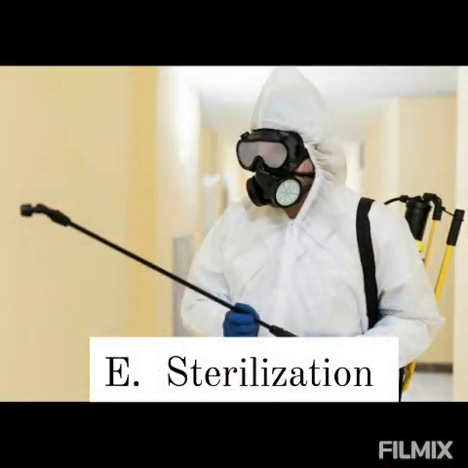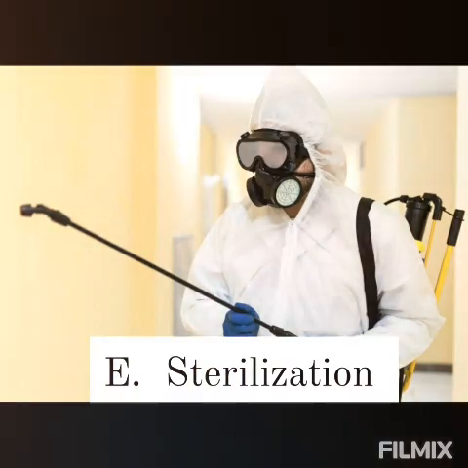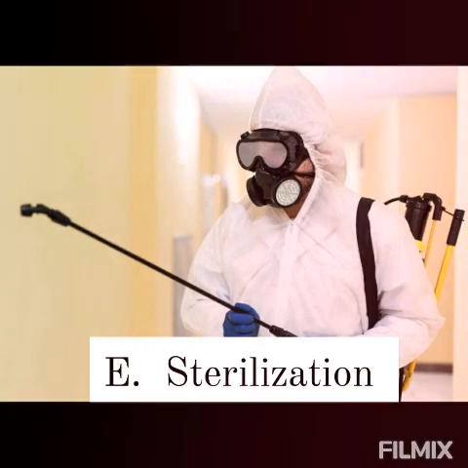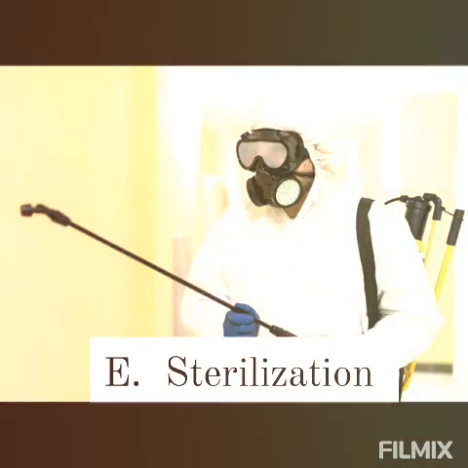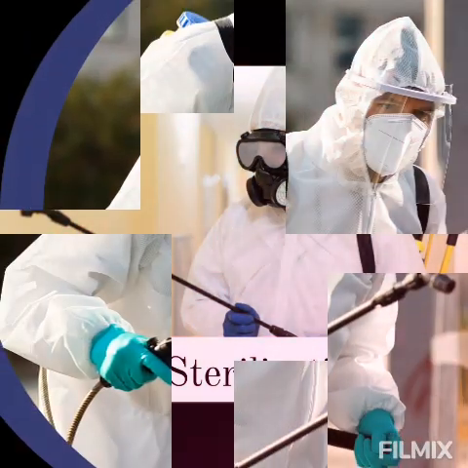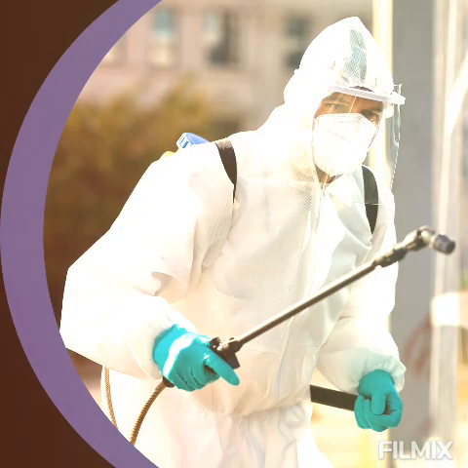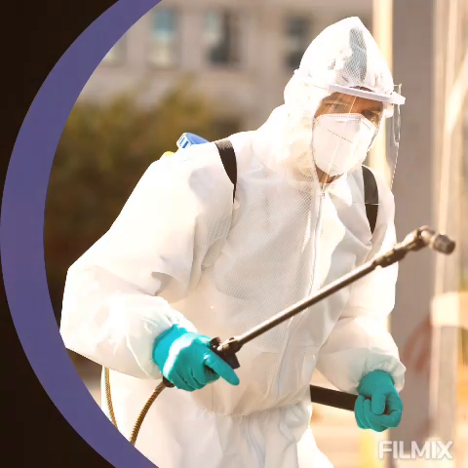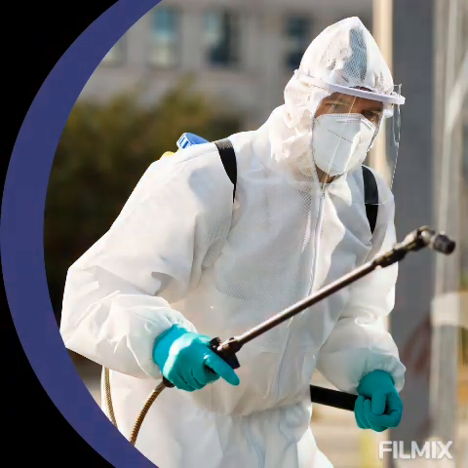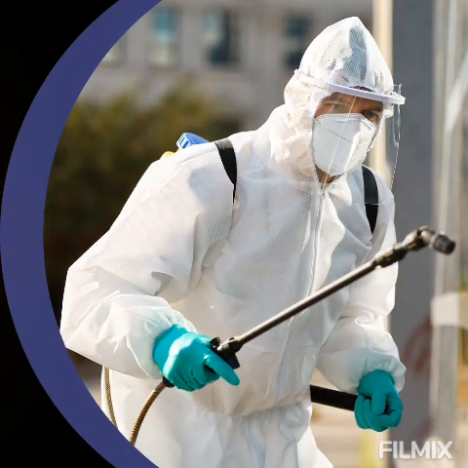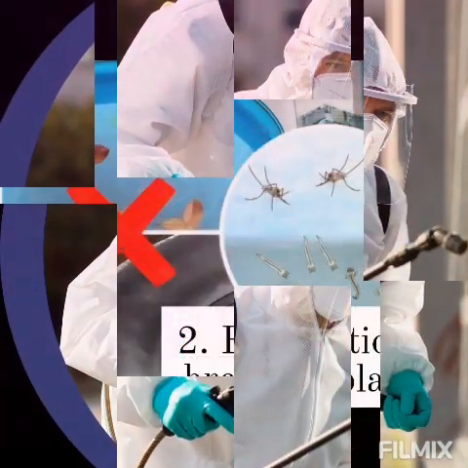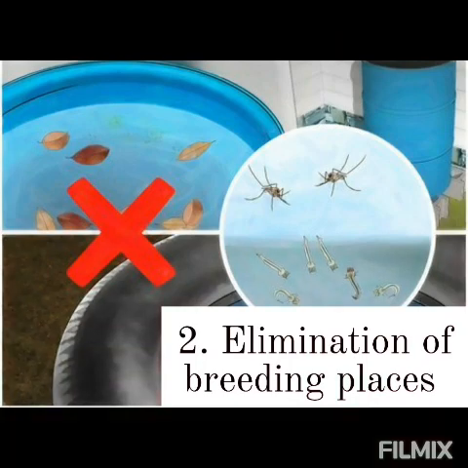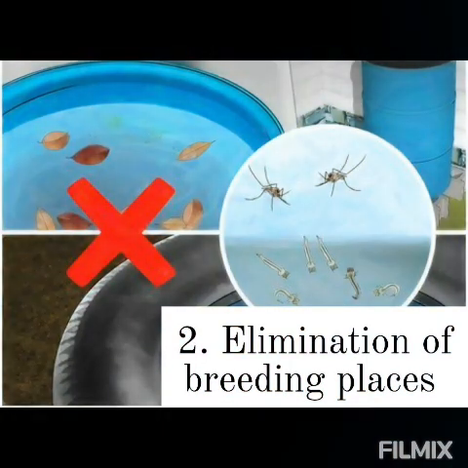Second, elimination of breeding places. Swampy areas, marshes and stagnant waters such as pools, ponds, pits and ditches must be drained off as they are breeding places of mosquitoes. If possible, the breeding grounds may be filled up with earth or stones, etc.